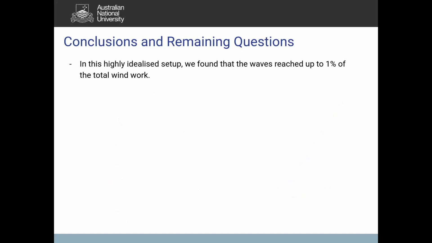Yeah, so conclusions and remaining questions. Obviously, this is very idealized setup. We don't expect it to necessarily be 1% in the ocean, but it's enough to suggest that it could be worth looking into more, especially since there's some observations of this connection. Whether or not this is the mechanism, it's certainly worth looking into in a more realistic model.